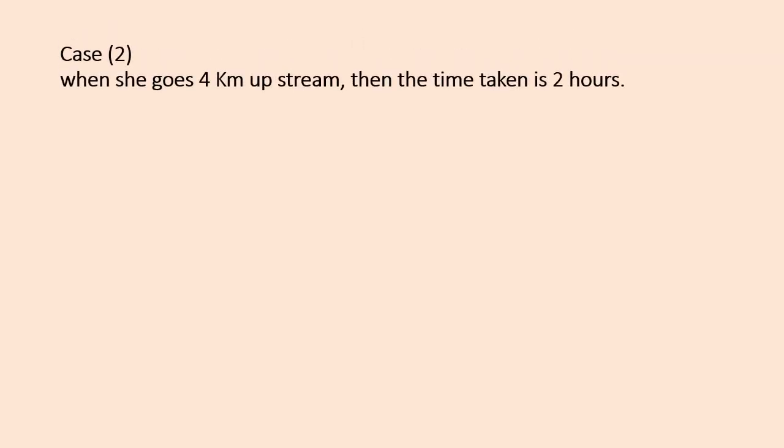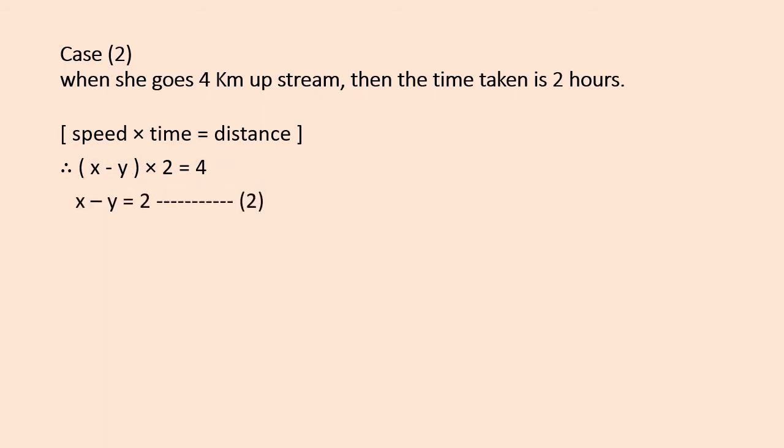Now in case 2, when she goes 4 km upstream, then the time taken is 2 hours. And we already know that speed multiplied by time is the distance covered. Since she goes upstream, the speed is x minus y, time taken is 2 hours and the distance covered is 4 km. Therefore, x minus y multiplied by 2 equal to 4. By simplifying this, you will get x minus y equal to 2. Number this equation as equation number 2.